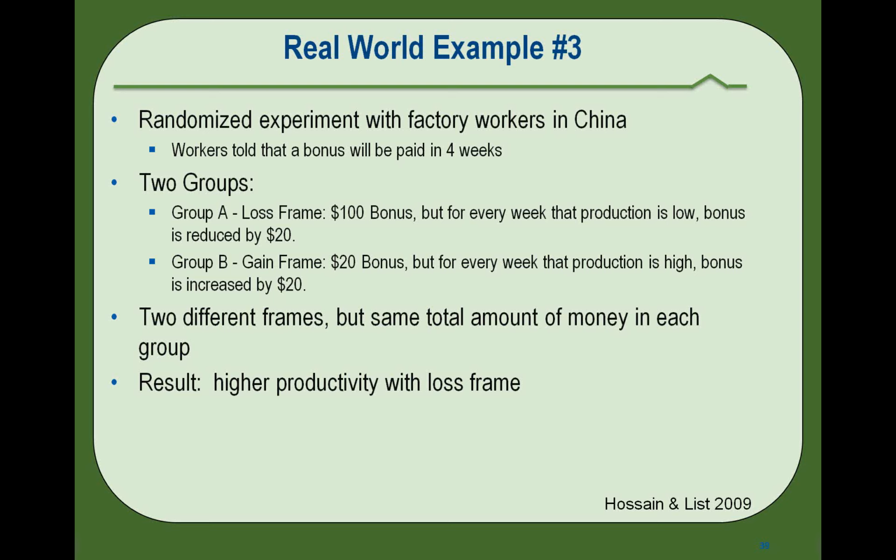So as you can see, the incentive amount is exactly the same. A worker that had the same amount of productivity would get paid exactly the same under either one of these structures, but it's just the structure or the framing that's different. Okay, so it turns out in this case that the framing for Group A, which we can call the loss frame, was more effective, and those workers were more productive.